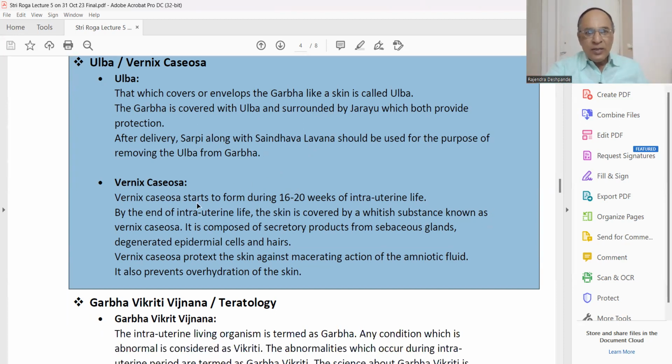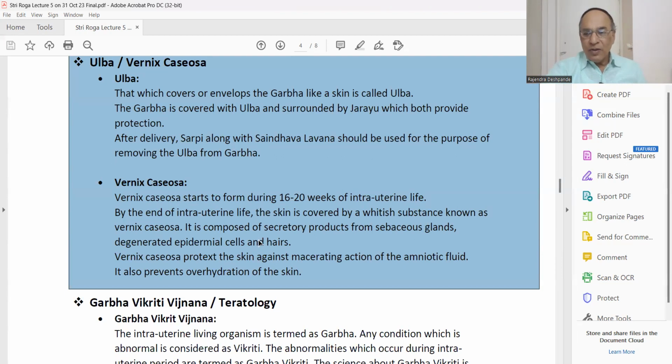Now, Vernix Caseosa starts to form during 16 to 20 weeks, from the 4th month to the 5th month of intrauterine life. Okay. By the end of intrauterine life, the skin is covered by a whitish substance known as Vernix Caseosa.